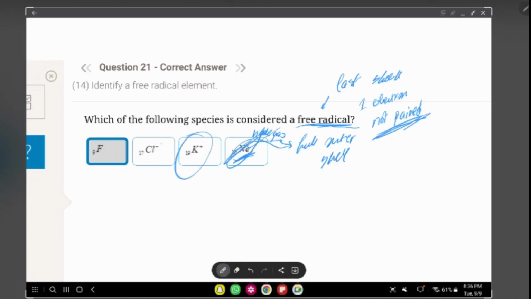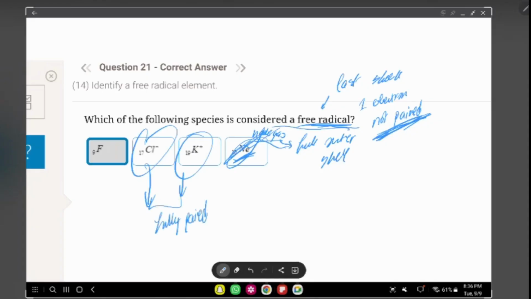K plus, Cl minus. These are what? These are ions. After they become ionized, Cl becomes 18 because it gained an electron, and K plus becomes 18 because it lost an electron. Does that mean there are still any unpaired electrons? No. Why do they become ions? They become ions to get rid of that free electron space. They want to pair everything. That's why they gain and lose electrons and become ions. So these two are both fully paired.